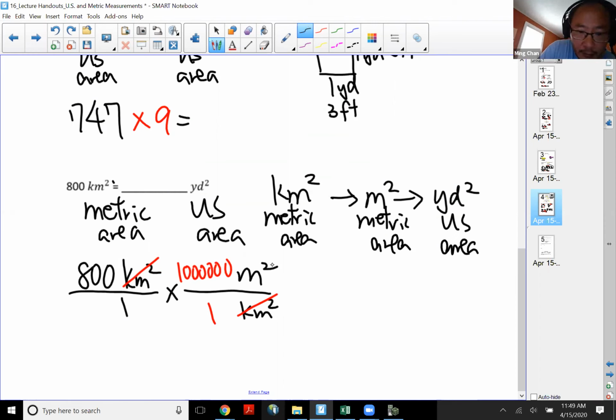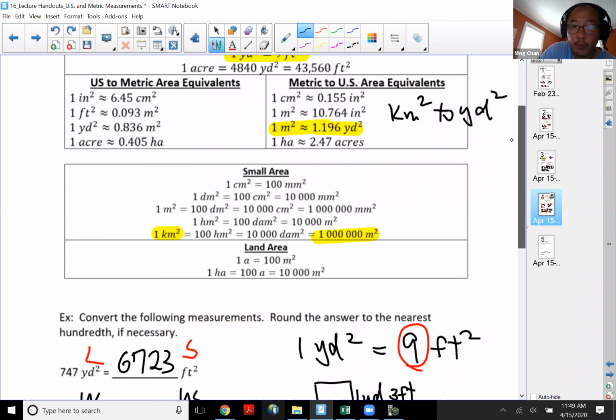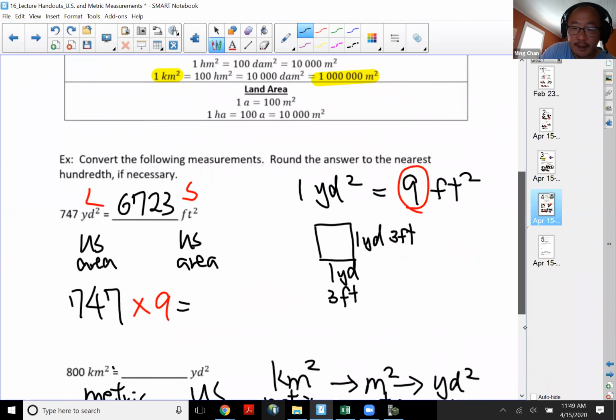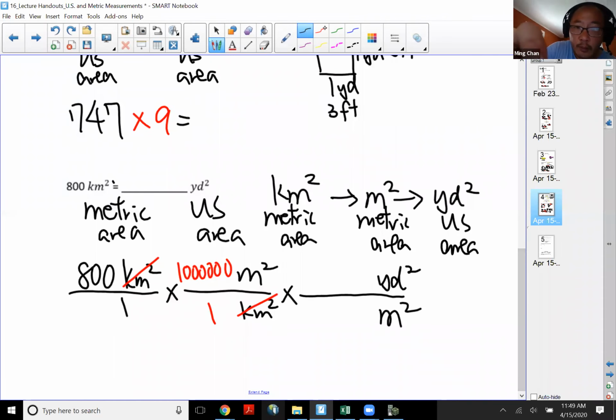So now I'm at square meter. I multiply another fraction and put my square meter down here, so the two can cancel out. Square meter to square yard. The ratio is 1 square meter to 1.196. There you go. Square meter cancels out. So what do I do with this problem? Just multiply, divided by 1.